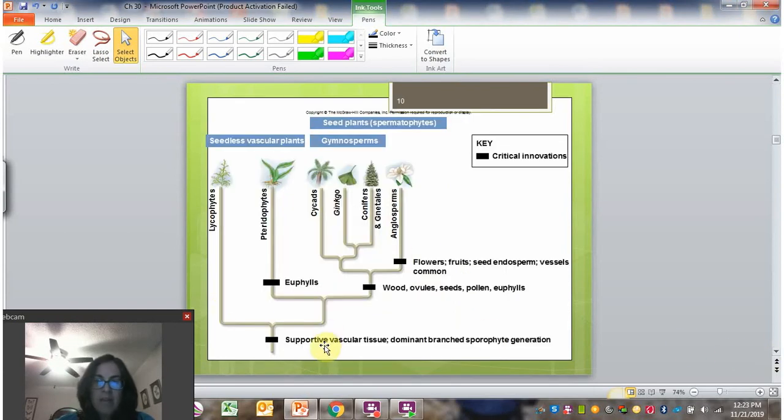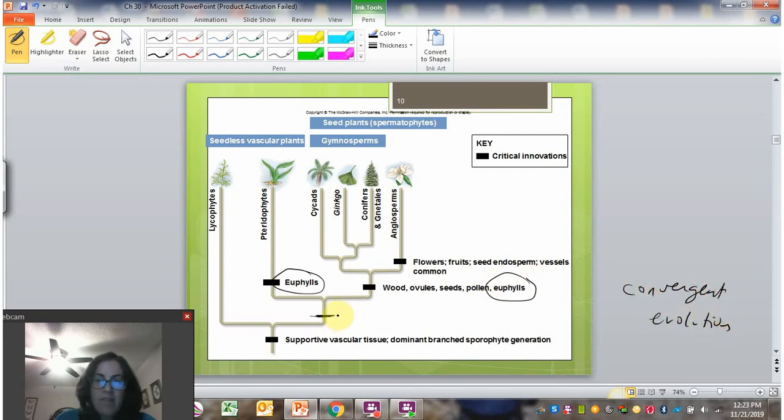So here's our cladogram. So there's our pteridophytes back here. And then we have wood, ovules, seeds, and pollen as the critical innovations of the seed plants. Let me take a moment to say something that I haven't mentioned before. So notice that euphylls occur here and here as a critical innovation. So everybody after this point has euphylls, but we have it in these different positions. And what that tells us is that they arose through convergent evolution.